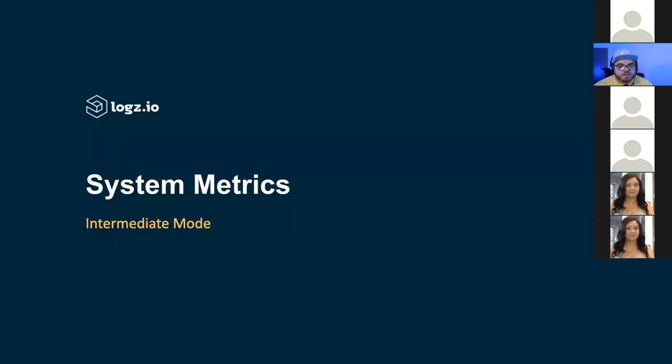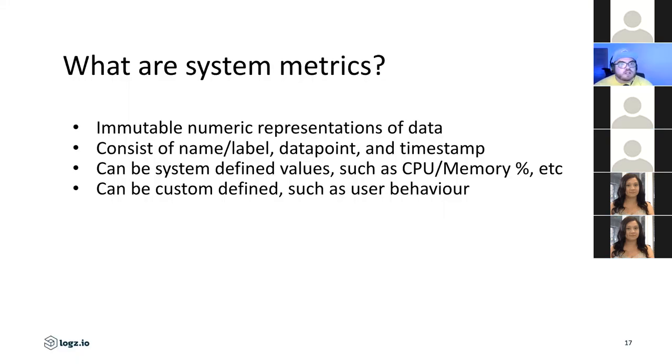System metrics. This is slightly more difficult and a bit harder to comprehend sometimes, at least for me anyway. System metrics, once again, immutable data points. This is what has definitely happened. These are usually a label, a data point, and a timestamp.